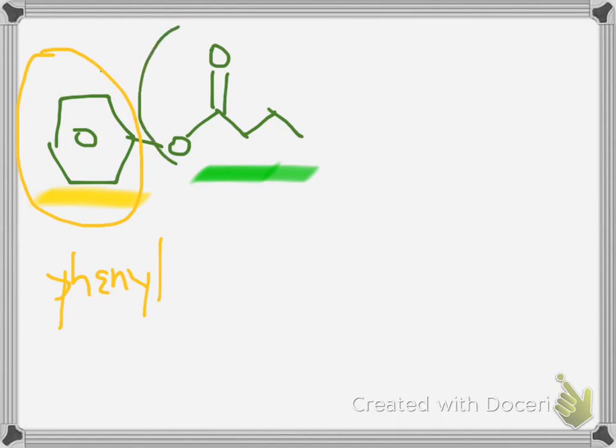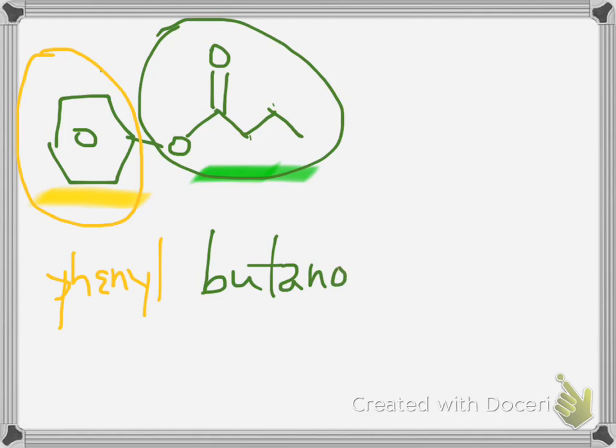Now let's name what this would be. If that was only a carboxylic acid, it has 1, 2, 3, 4 carbons, and so we would say it's butanoic acid. However, what we need to do is we drop the ic acid and we add in the ending ate. So this is phenyl butanoate. Let's go ahead and do one more example.